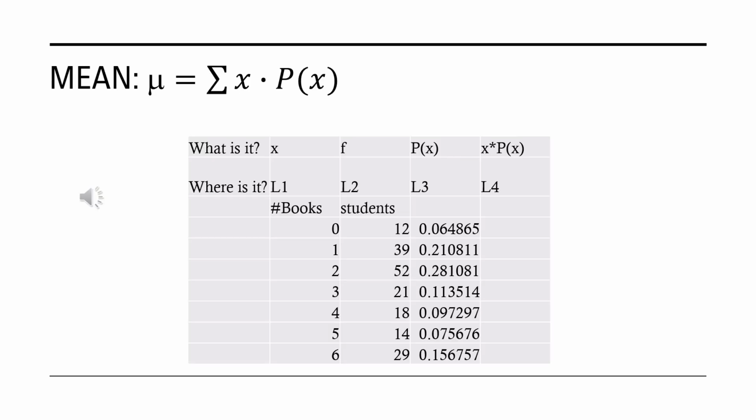My goal here is to find the mean, and that's going to be the sum of the product of x times p of x. And that means that what I really need, the reason I found the p, was because I really need x times p. So I'm going to put that in L4.